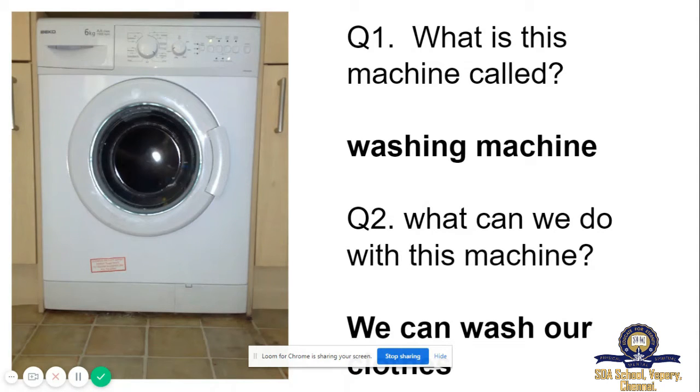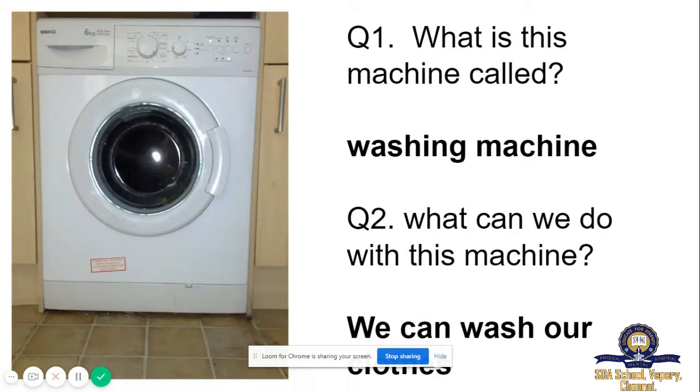Of course, we can do it by hand also, but it takes a lot of energy. And if the clothes are heavy, then it takes more and more time also. But with a machine, heavy or less, the time is the same.